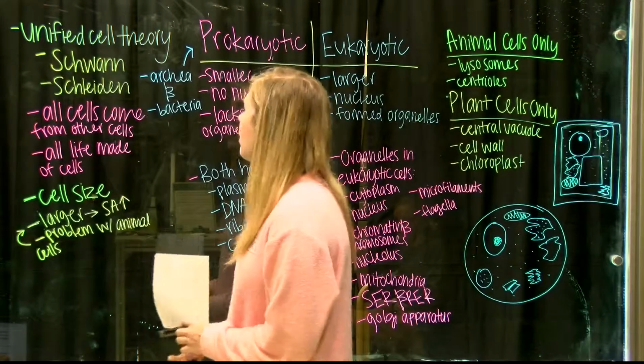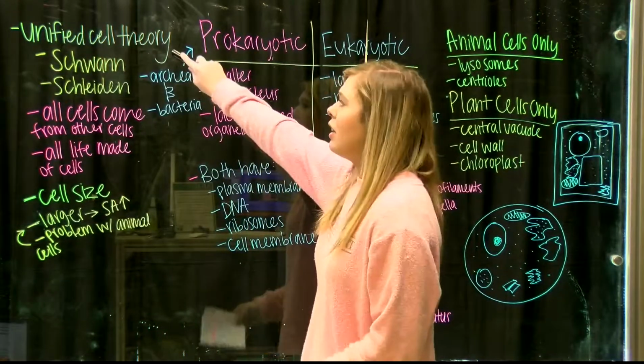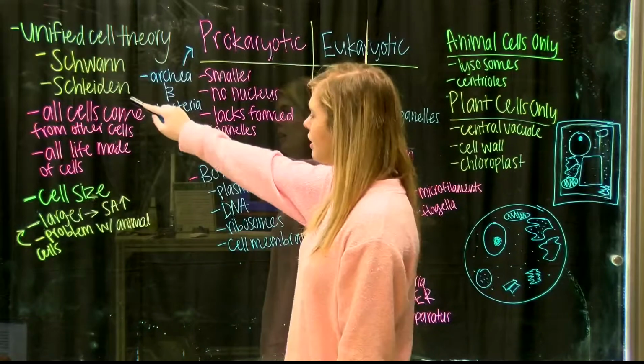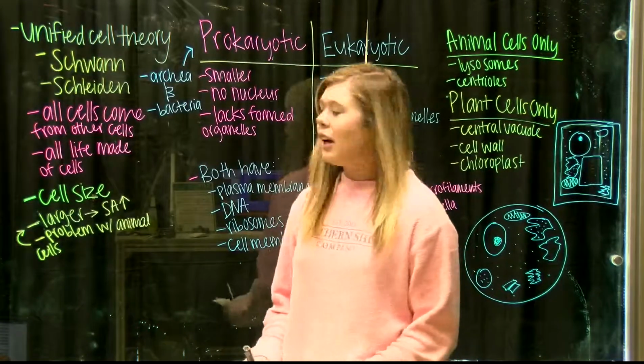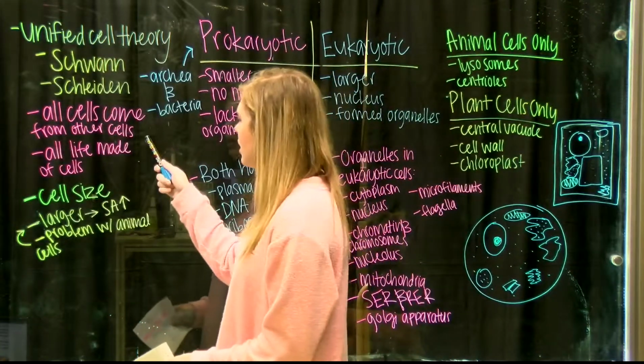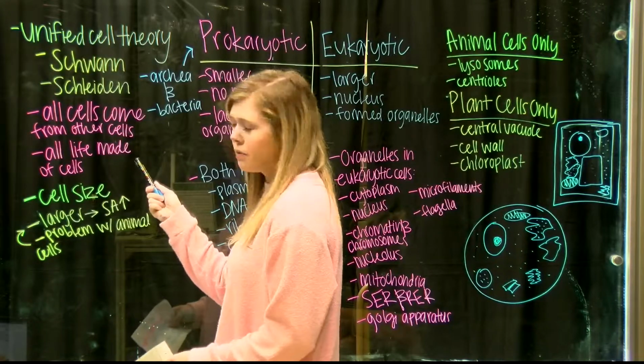The first thing to talk about is the unified cell theory, which was made up by Schwann and Schleiden. And basically, they had to say that all cells come from other cells and all life is made of cells.